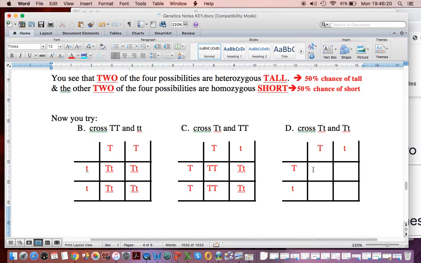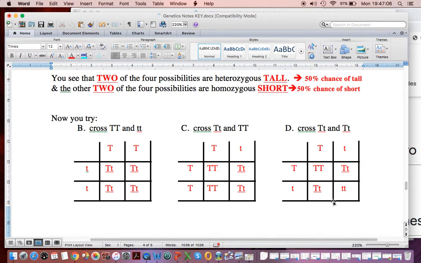Now our last one, we go cruising along here, and we get big T, get big T, little t, we get big T, little t, and we get little t. So this is the most interesting one. So homozygous dominant, 1 in 4, 25% chance of that. 2 of the 4 boxes are heterozygous. Those would be tall as well, 50% chance of the heterozygous, and a 25% chance of homozygous recessive. So what that's saying is there's a 3/4 chance of tall, 1/4 chance of short. These 3 boxes code for tall. This box codes for short.